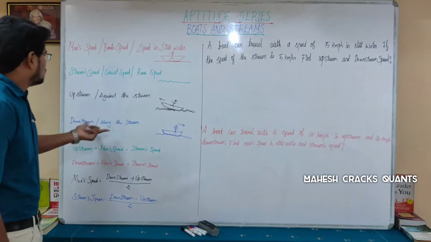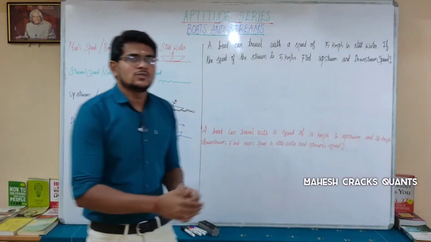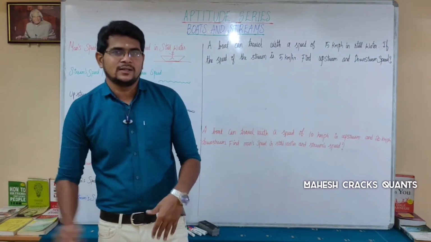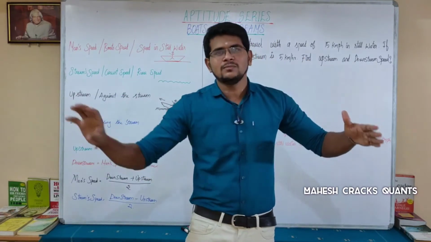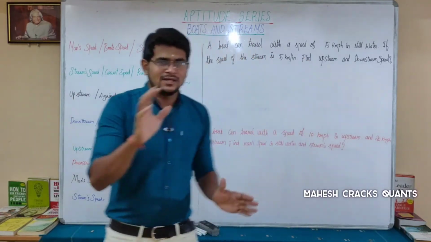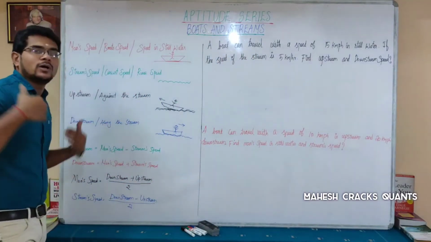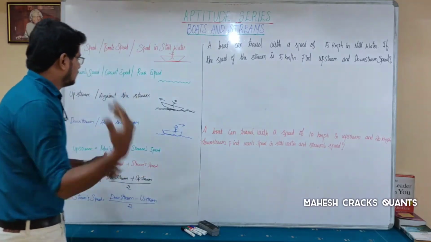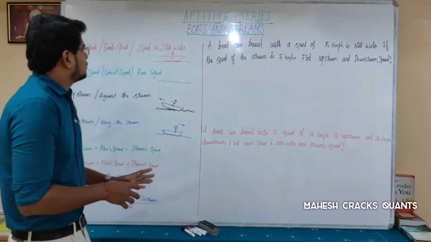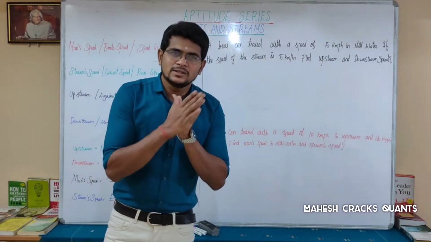Next, downstream, along the stream. So you are going with the flow of the water. If the river is flowing from north to south and you are also going from north to south, that means that is downstream. You are going along the stream, along with the water speed. That's all the words you need to know. These words will all be there in the question.